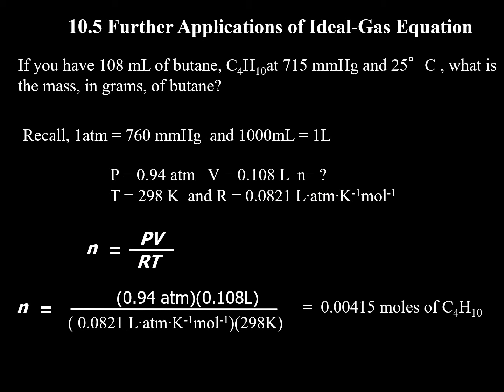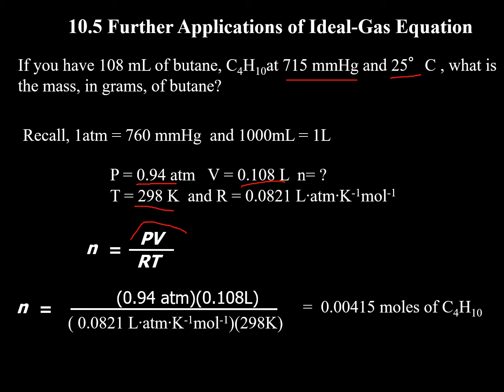So let's expand the idea. We use ideal gas again, but here we're trying to find the moles. We also use the molar mass as well. So you'll see if you have 108 milliliters of butane, we convert that to liters, which we did here for our volume. We have our pressure of C4H10, 715 millimeters of mercury. We convert that to atmospheres, so we divide by 760 millimeters of mercury, and we get 0.94 atm. And 25 degrees Celsius, as you guys know from now, you have to add 273 to get 298 Kelvin.